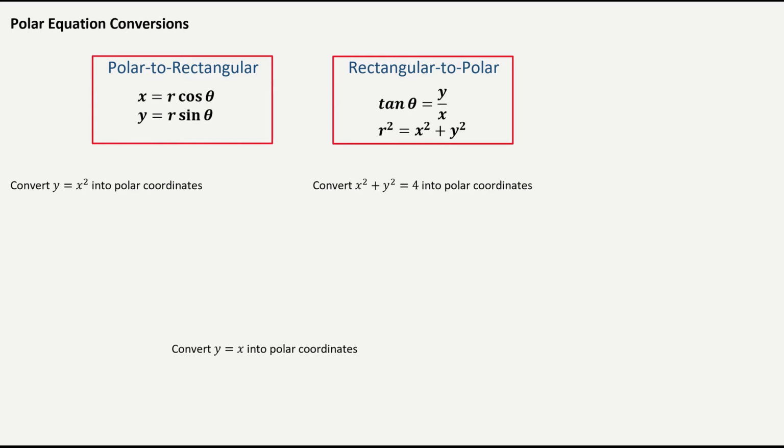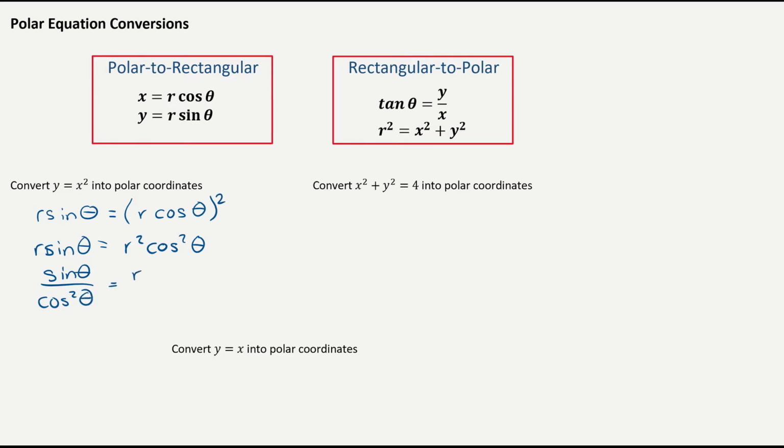So the process we're going to do here is we know what y equals in polar. It's r sine theta, so we're going to replace it. We know what x is. It is r cosine theta, so we're going to replace it. Squared. And then we'll simplify a little, so r sine theta equals r squared cosine squared theta. And we want to simplify and solve for r. So I'm going to move the cosine squared theta over, and I'll move the r over. So I have r squared divided by r.